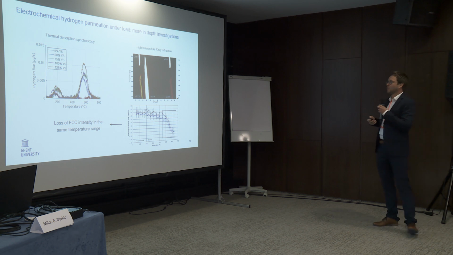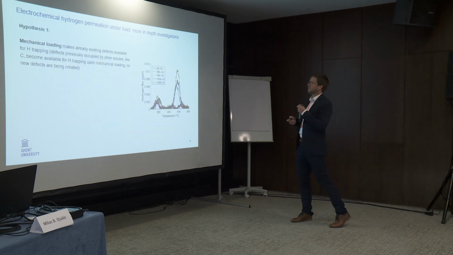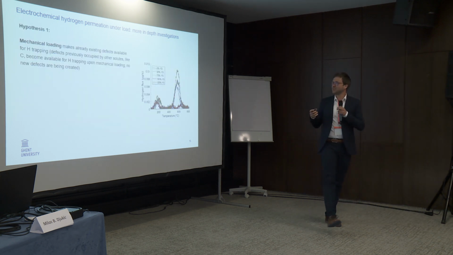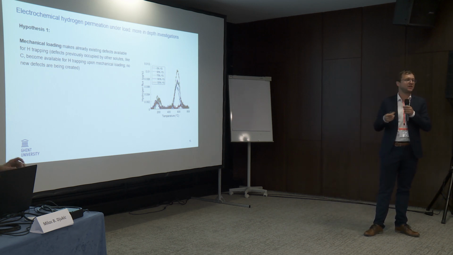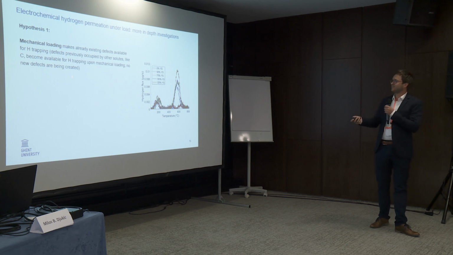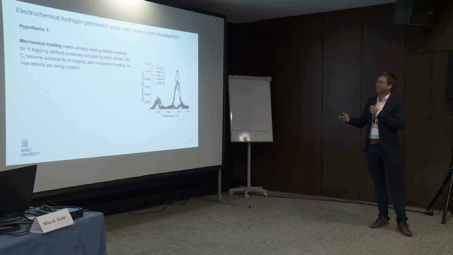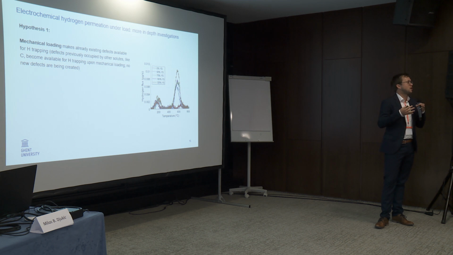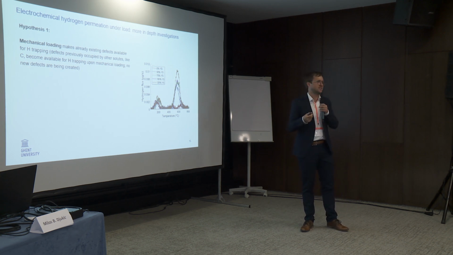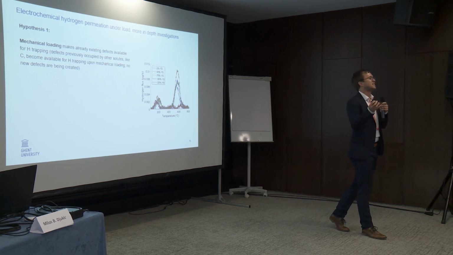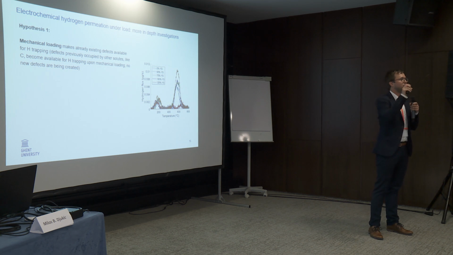So upon loading, we're able to charge retained austenite. Okay, hypothesis. I will end with a hypothesis. What we think is happening, upon mechanical loading, is that there are defects present. The defects don't trap without loading. With loading, they can trap. So what is possible is that the defects are occupied by carbon, for instance, and that upon loading, carbon is released from the defects, and hydrogen can be trapped at those defects. And then we have that high temperature peak. This is the first hypothesis.